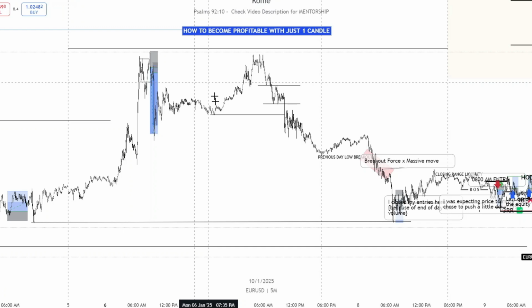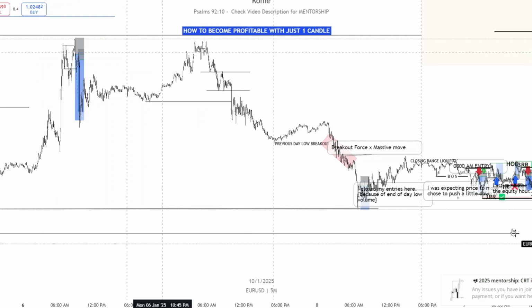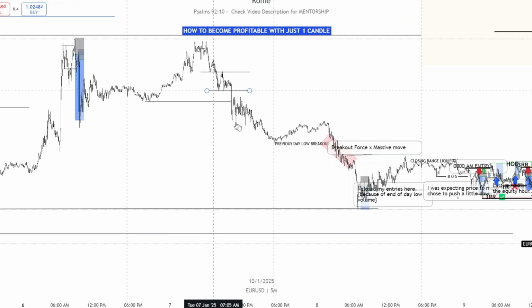Now, what else do we need to pay attention to? It's very important. On this day, look at what I was talking about at that time. Price traded to the downside. What happened? Immediately price traded to the downside. What do we notice? We notice that price did not reverse. Why?